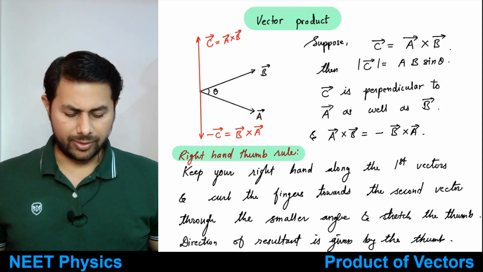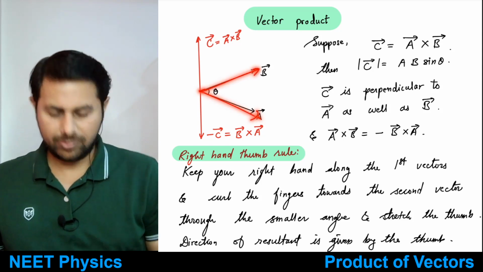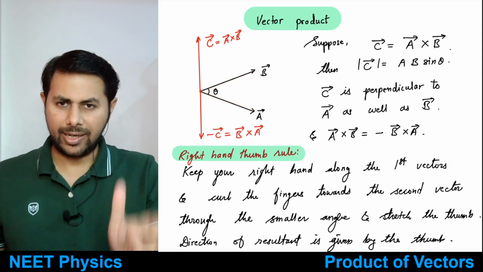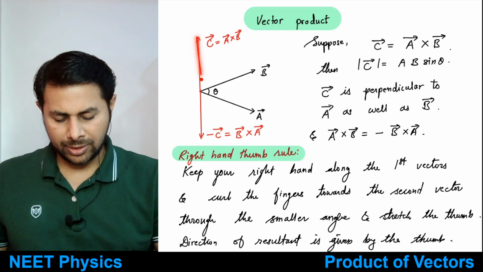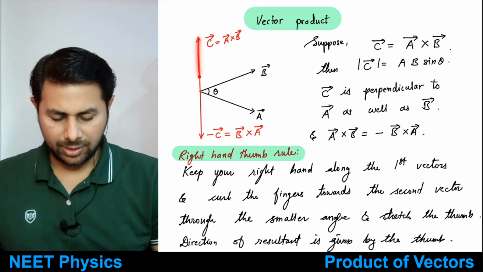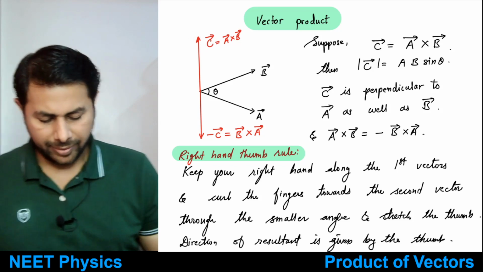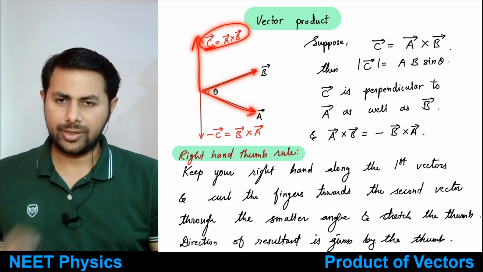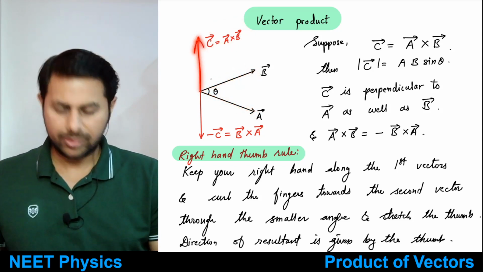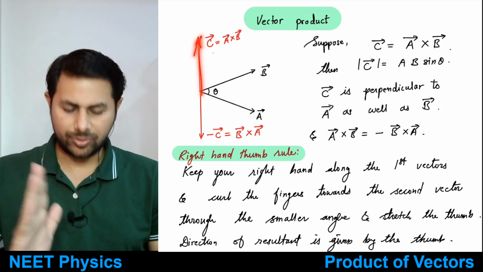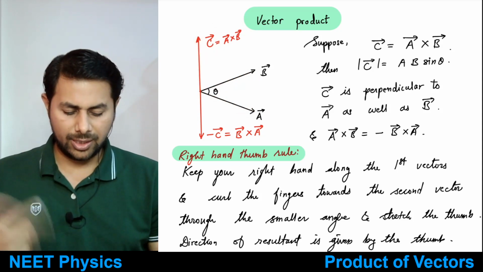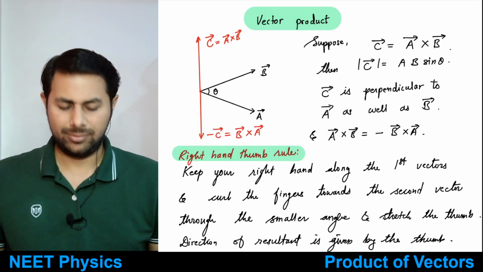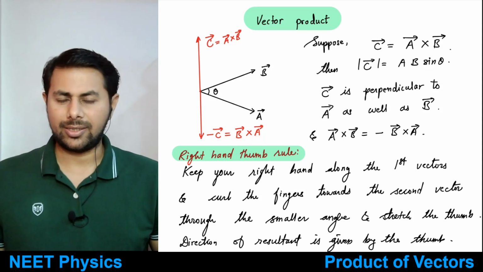Okay, good. So suppose this is A bar, this is B bar. If you find A bar cross B bar, suppose it comes out to be C bar in this direction, upward suppose. Then if you take B bar cross A bar, its direction will be downwards. B bar cross A bar will be directed downwards.